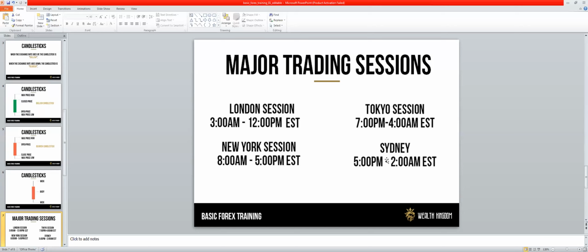I personally only trade with the London. I haven't really traded too much with New York, and I haven't traded either of the other two. London's been the one that I've traded the most. Now you may be asking, what's so different about the different sessions? Well, different currencies, different pairs move at different rates during different sessions.